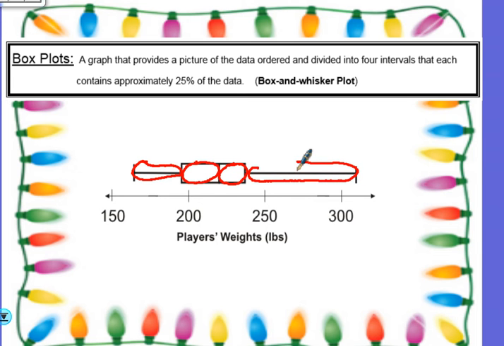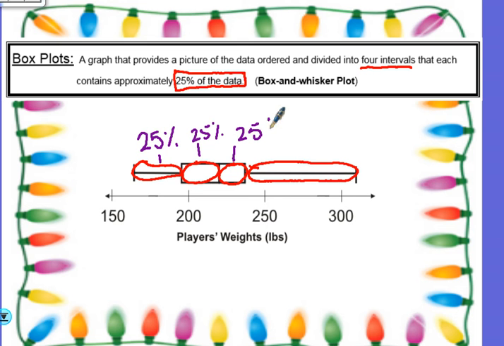So a box plot really has 4 sections. In each section or interval, it contains 25% of the data. So that means no matter how long this whisker is over here, it contains 25% of the data. So it is this section and every section in a box plot.